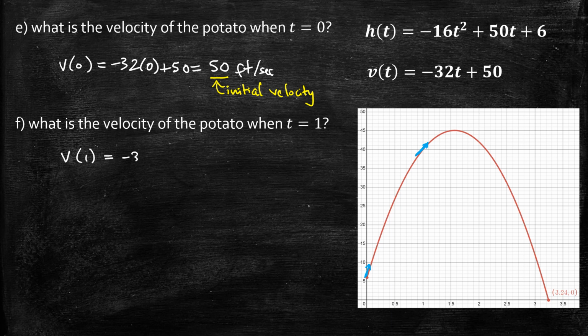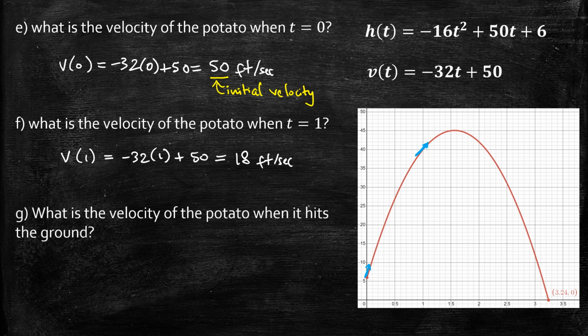We get negative 32 times 1 plus 50, which would be 18 feet per second. So notice that both velocities are positive. That's because the potato is being projected upwards, and upwards is considered the positive direction. Notice that at 1 second, the velocity is significantly less, and that's because gravity is acting on it. We know at the vertex of the parabola, the velocity will be 0. So we can anticipate that on the way back down, the velocity will be negative.